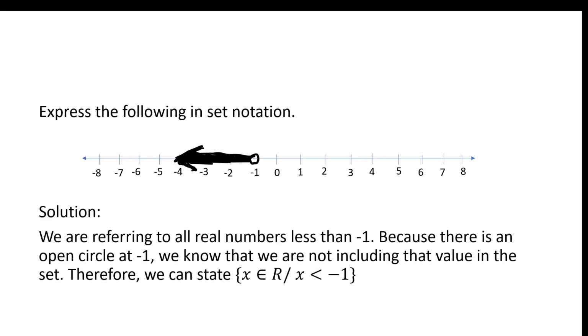So like we say typed out, we're referring to all real numbers less than -1. Because there's an open circle at -1, we know we're not including that value in the set, so therefore we can state the set of all x element of the reals such that x is less than -1.